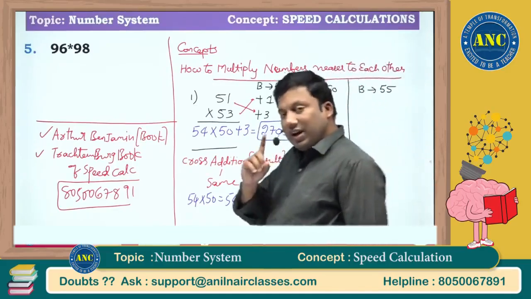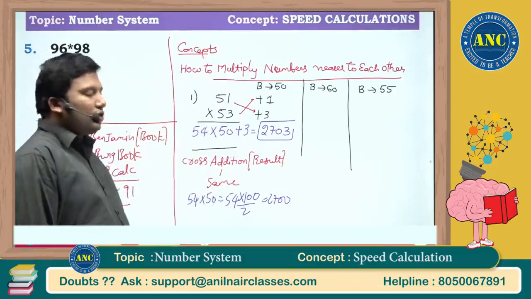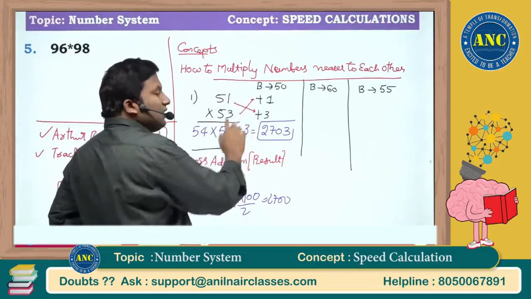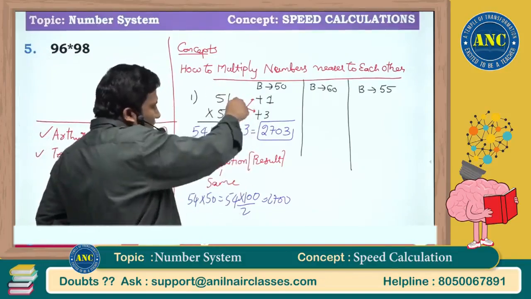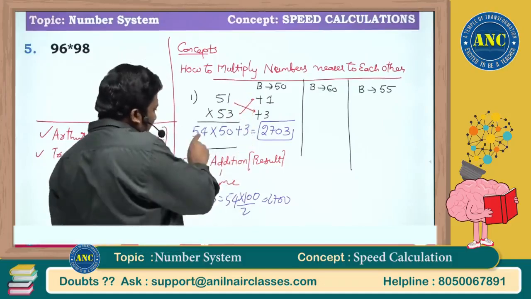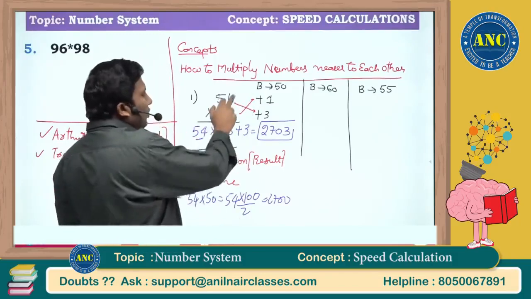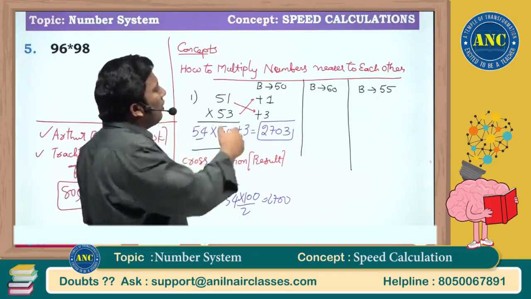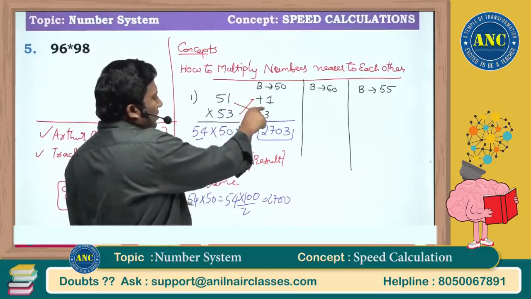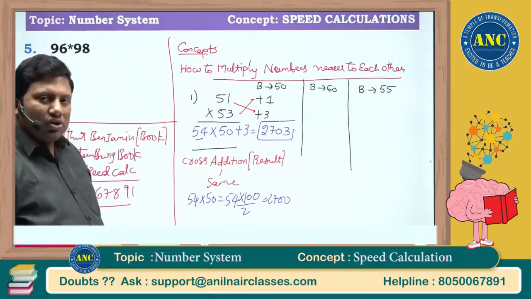51 into 53. Again I am repeating the steps. 51 and 53 are both nearer to base 50. 51 is 1 more than 50. 53 is 3 more than 50. Cross addition: 51 plus 3 is 54, and 53 plus 1 is 54. Write down the cross addition, which is the same value, into the base 50, plus 1 times 3, which is 3. So the answer is 2703.